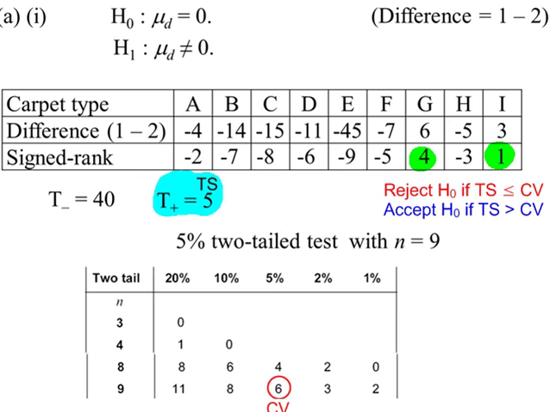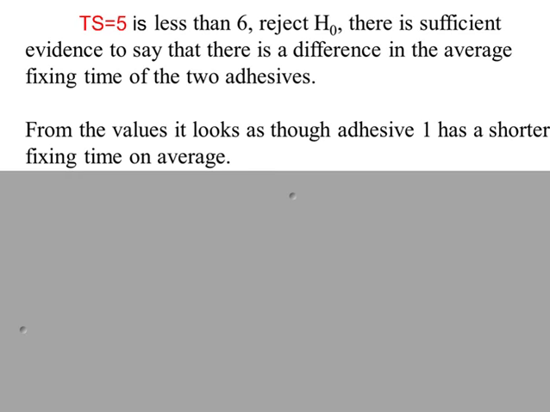So then we go to the Wilcoxon tables. It's a 5% significance level. It's a two-tailed test. N is equal to 9, so our critical value here is 6. Our test value 5 is less than 6. Test value is less than the critical value. This condition has been met. We're going to reject H0. So our conclusion in context.